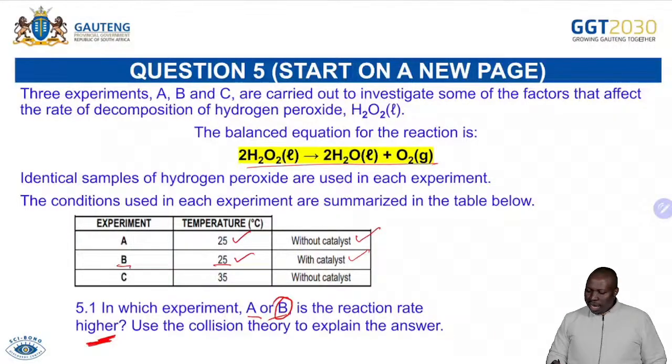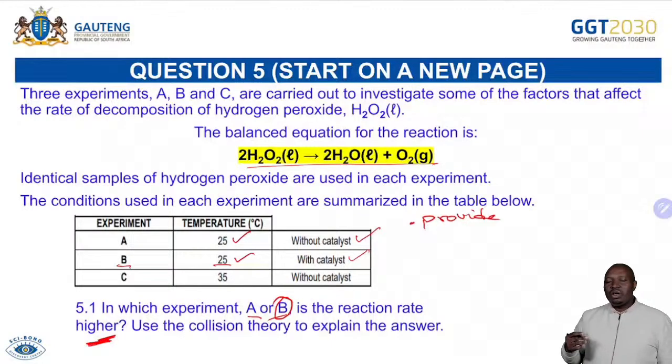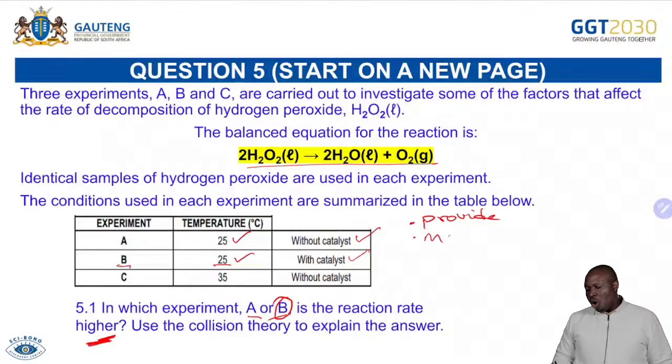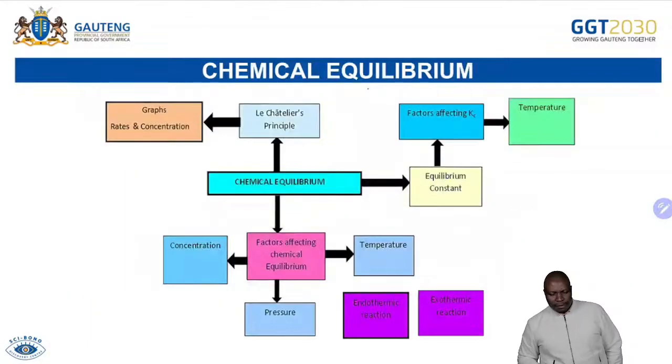So you are going to say, okay, a catalyst will provide an alternate pathway of lower activation energy. That is the first bullet. Then you're going to come back and say more effective collisions per unit time. And you're going to say this is going to increase the rate of reaction. And then you are able to respond to that question.